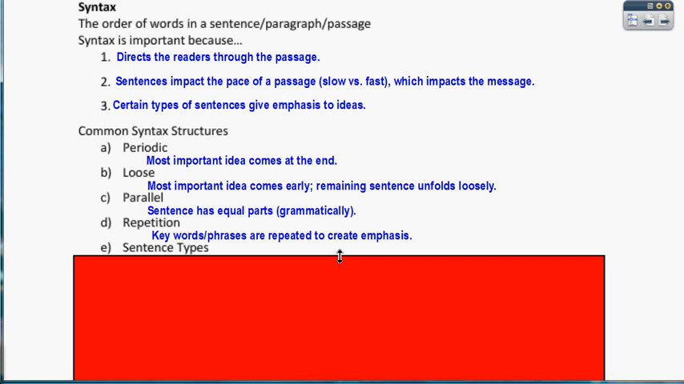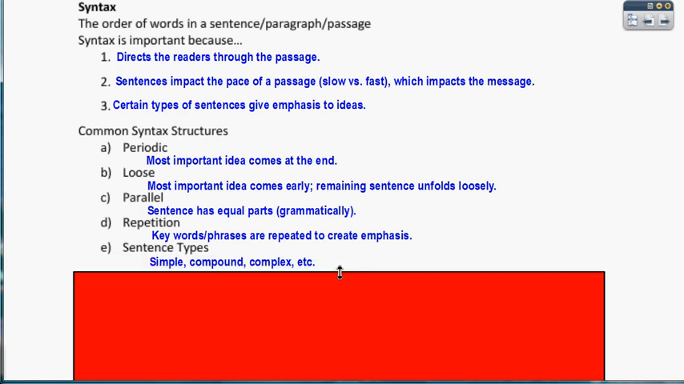And then the last type of sentence structure we'll talk about are just the different types of sentences. So having simple, compound, complex sentences creates not only sentence variation, but can also create emphasis to certain ideas or key thoughts in the sentence.